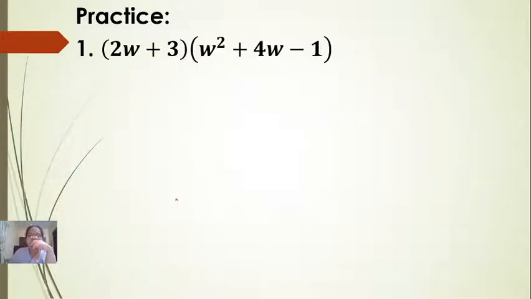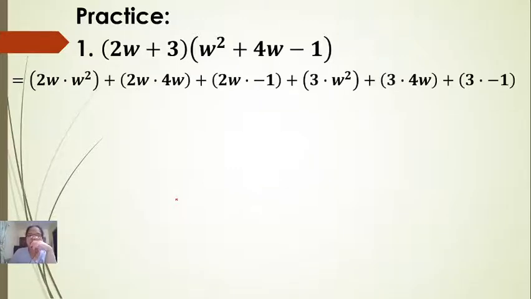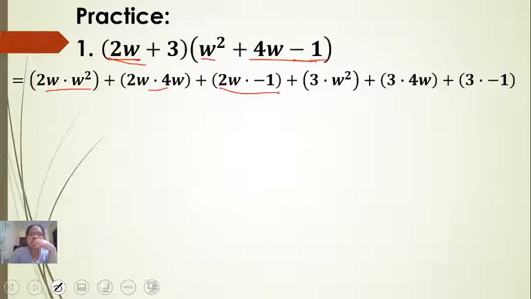So let's have some practice. What's the product between 2w plus 3 and w squared plus 4w minus 1? So just like the rule that we had, we have to multiply the first term here and the first term here. So 2w times w squared. The first term here and the second term in here, so that's 2w times 4w. And then the first term here to the third term in here, which is 2w times negative 1.